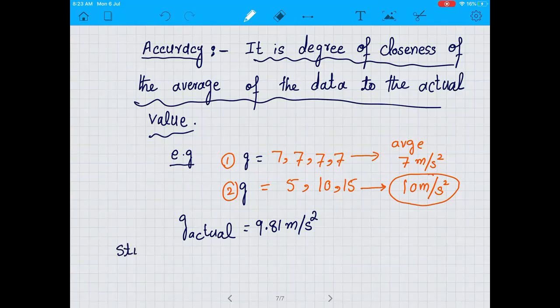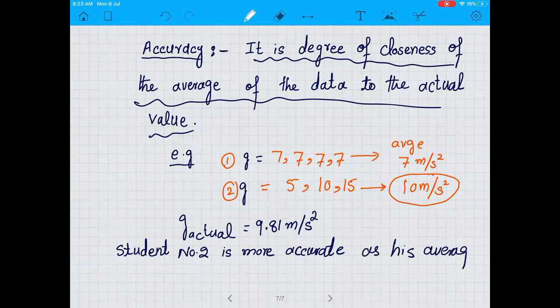Student number 2 is more accurate as his average is close to the actual value.